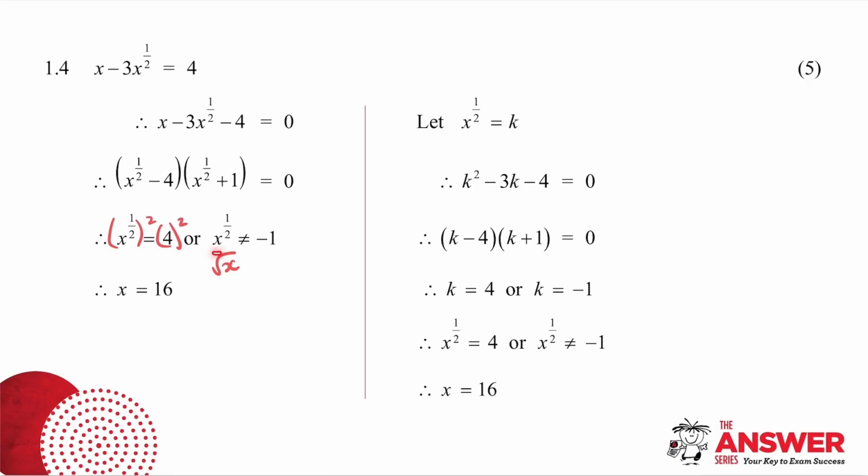Now I know in this solution I can square both sides, but I'm not allowed to do that with the -1 because by definition x to the half has to be positive. It cannot ever equal -1.